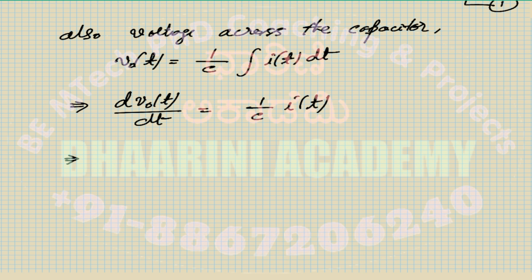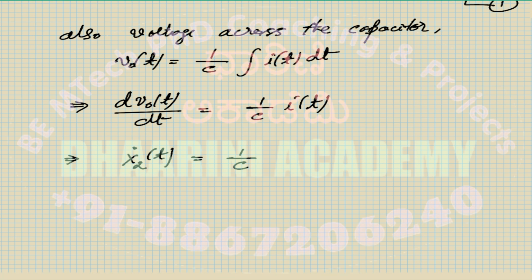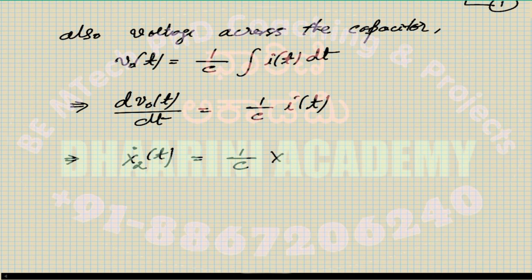Okay. Now, this implies dv naught of t by dt itself is x2 dot, correct? So this x2 dot of t is nothing but 1 by c times, what is I of t? I of t is the first variable, correct? State variable. So I can write this as 1 by c into x1 of t. There is no x2 coming into this equation. So we'll call this equation number 2.